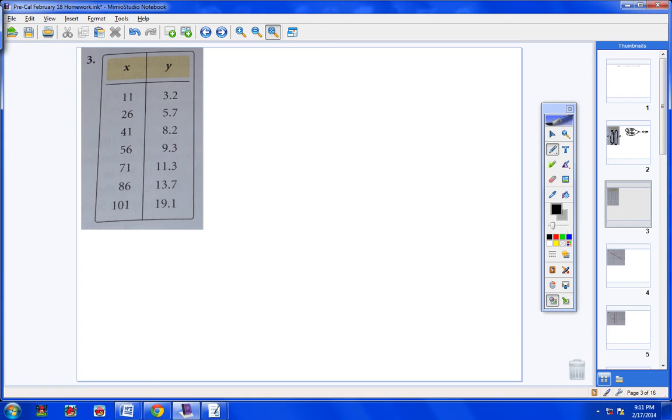Okay, number 3. Are the x values or your inputs, is their change the same? Will we add 15, add 15, add 15, add 15? Yes, we're adding 15 every single time. Now over here though, let's take a look here. Here it's going to be, let's see, we added 2.5, and then if we add 2.5, we're good. And then if we add 2.5, we should get 9.7.